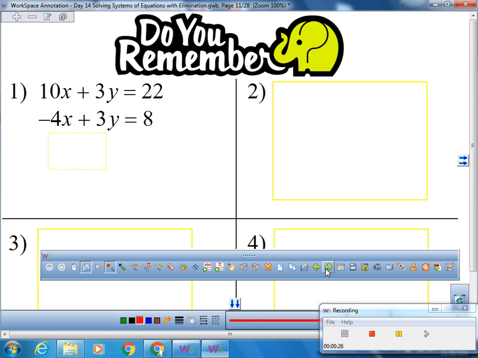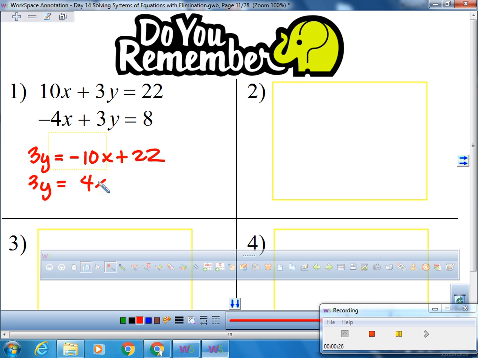Could I set them equal to each other? That's a good point. If I were to move the 10x to the other side, I would have 3y equals negative 10x plus 22. And if I were to move the negative 4x to the other side, I would have 3y equals positive 4x plus 8. 3y equals something, 3y equals something. These two are equal, right? 3y and 3y? That means these two are equal. Do you guys see that? No?